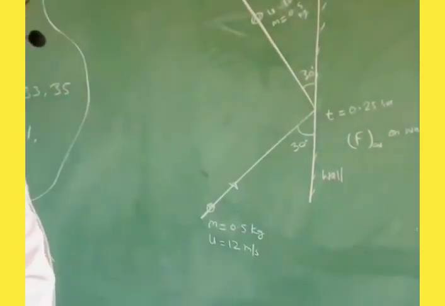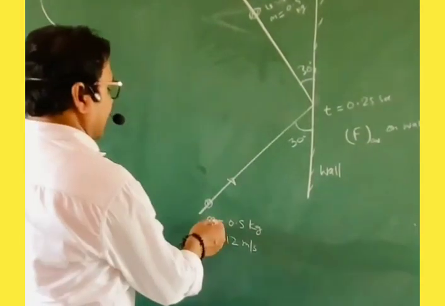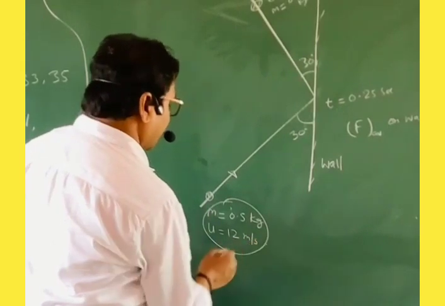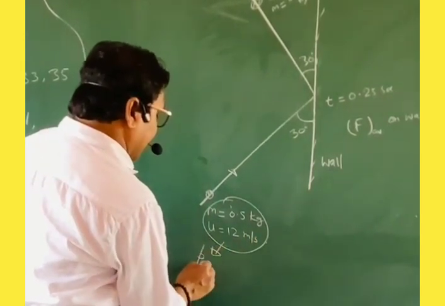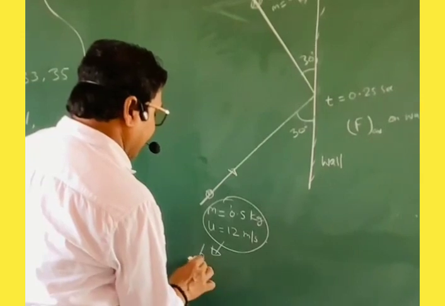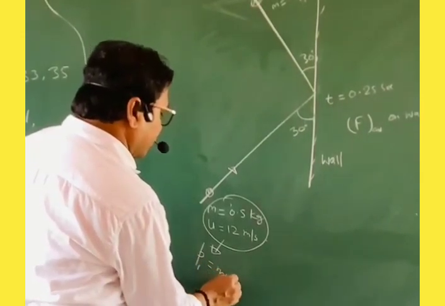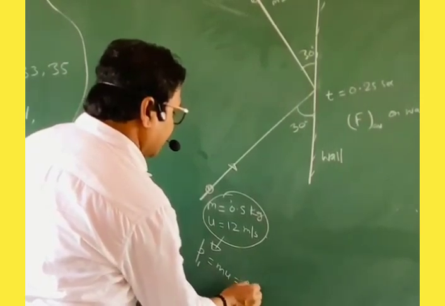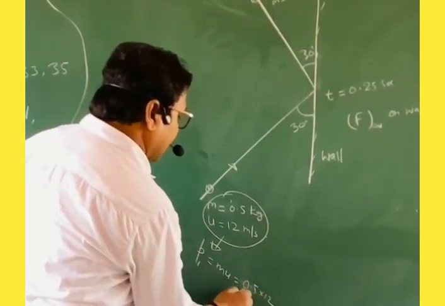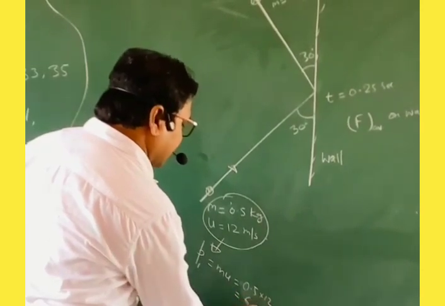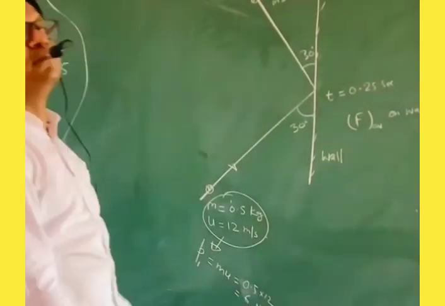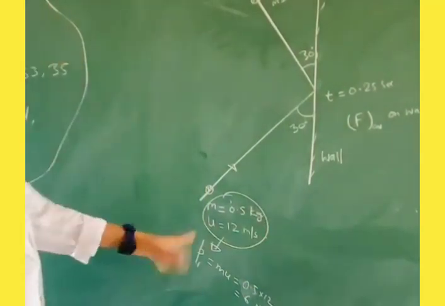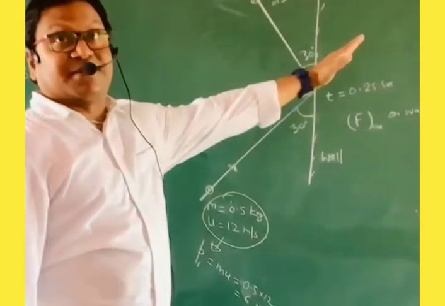Okay. So you see, look here, if you convert this mass and velocity into momentum, the initial momentum is how much? Suppose this is P1. So it will be m into u, that is 0.5 into 12, that means 6 Newton second. Any problem? This is 6 Newton second. Okay. So this is the initial momentum in this direction.